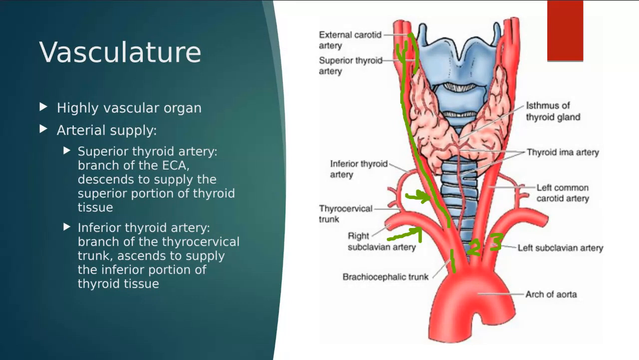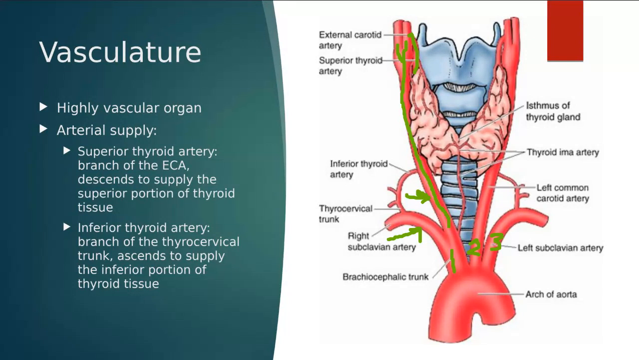Now we also have our inferior thyroid artery. This is going to be a little bit different. This is going to be a branch of the thyrocervical trunk, and it's actually going to travel upward to supply the inferior half of the thyroid. So the thyrocervical trunk is going to come off of our subclavian artery.